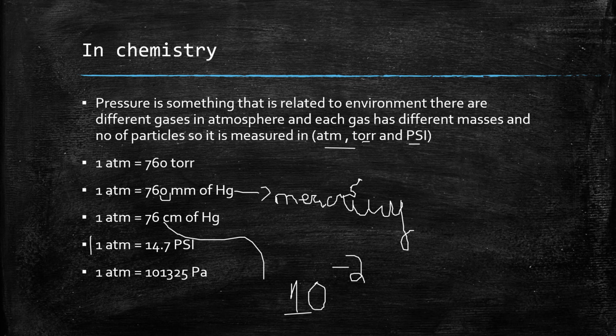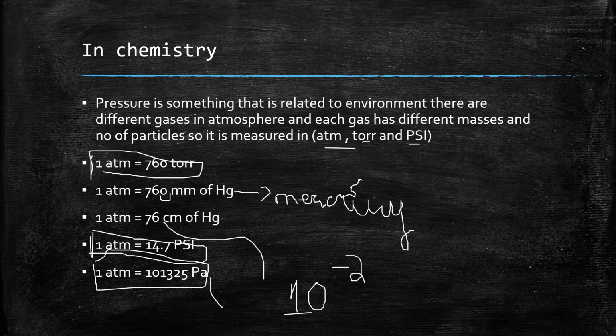Now this one is the most important one. Note it down. This one and this one. What is the last one? 1 atm is equal to 101325 Pascal.